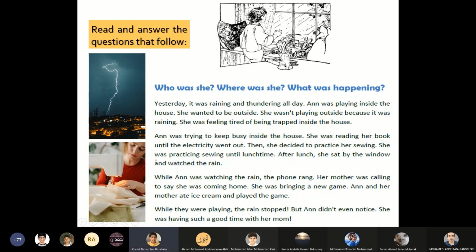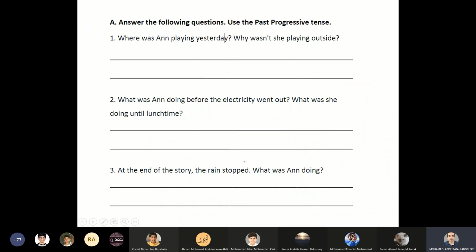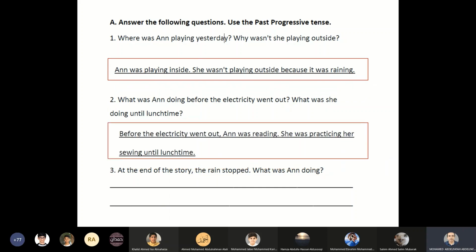She was practicing sewing. This is sewing. When you make clothes, you sew. She was practicing sewing until lunchtime. Let's check Khalid's answer. Before the electricity went out she was reading, and she was practicing her sewing until lunchtime. Bravo, Khalid. And I will ask you here, so read the answer again.